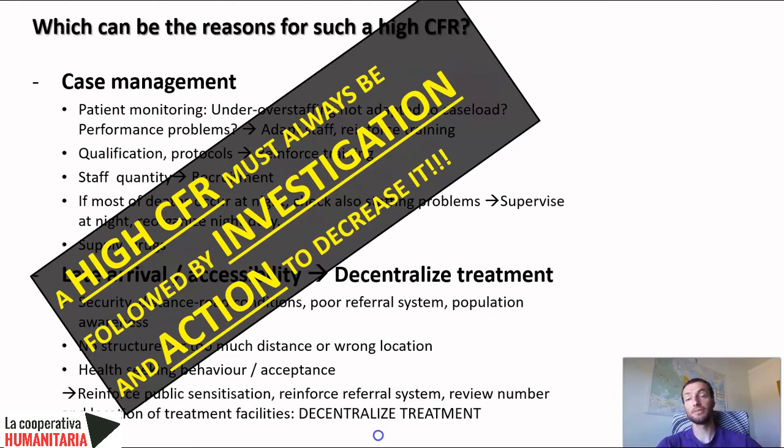So a high case fatality rate must always be followed by an investigation, and after the investigation, actions to decrease this case fatality rate. It's always linked. We have seen the case of cholera, but each disease has a different case fatality rate. When it's high for the disease we are seeing, for example, Ebola, over 50%, probably it's too high. Even sometimes 50% is too high. So we should improve our treatment. Okay.